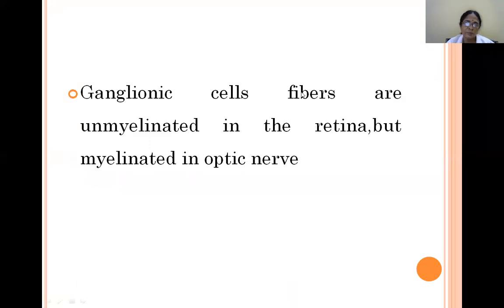These ganglionic cell fibers are unmyelinated in the retina. They are not myelinated in the retina. But when they form an optic nerve, they get myelinated.